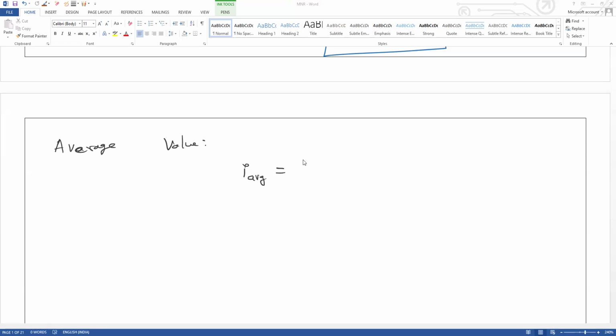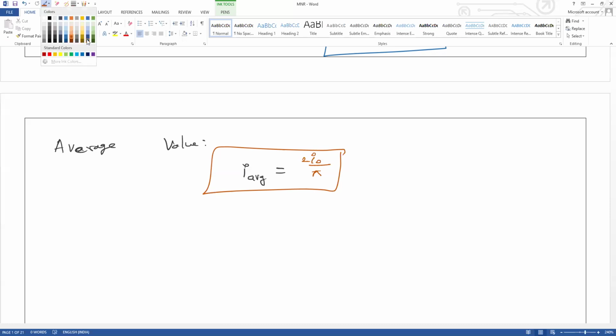I average equals I naught by 2 pi? I naught by pi? Check the formula correctly. 2 I naught by pi. Is it right? Other classes also, for everybody it is completed. Am I right or wrong? Yes, 2 I naught by pi. So this is what you might have studied as I average. Is it right, guys?